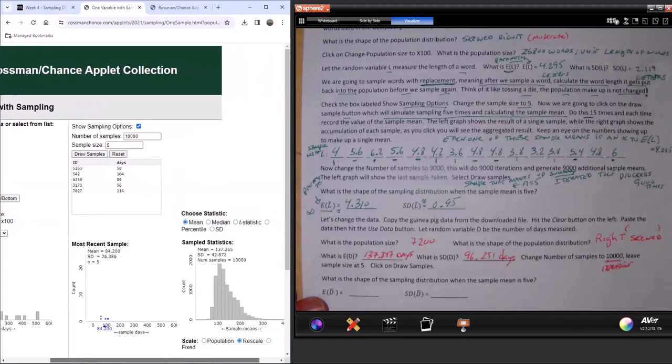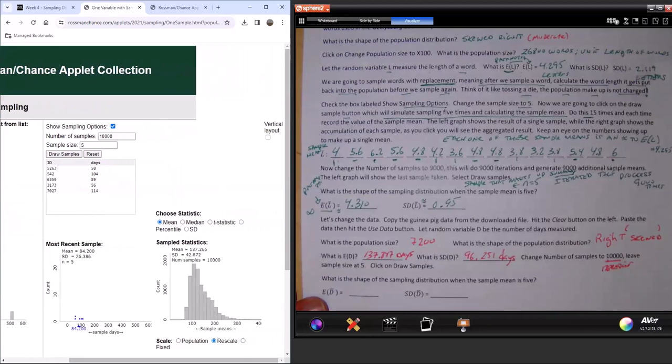But I'm not interested in that. I'm interested in this distribution. So what is true about this distribution? Well, I can still see it's right skewed. What is the shape of the sampling distribution of this mean of 5? Well, it is definitely still right skewed. How compared to the other one?